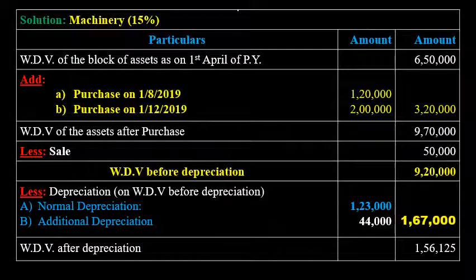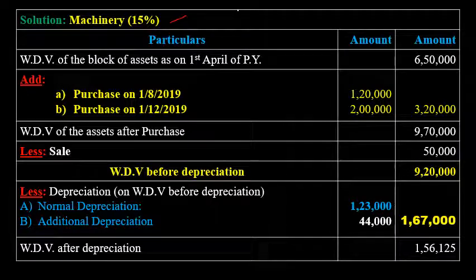First, we will calculate the depreciation for machinery. The 15% rate of depreciation. It's one block. Written down value as on 1st April of the previous year 6,50,000. This is the information given in the problem. Add purchases. There are two purchases. One is a purchase on 1st August 2019, 1,20,000, and another purchase on 1st December 2019, 2 lakh. Total purchases in the previous year 3,20,000. Next, written down value of the assets after purchase is 9,70,000 after adding purchases to the written down value of the previous year.